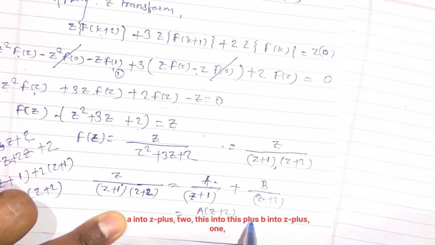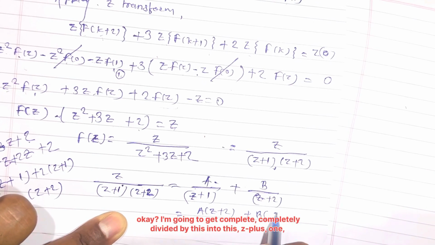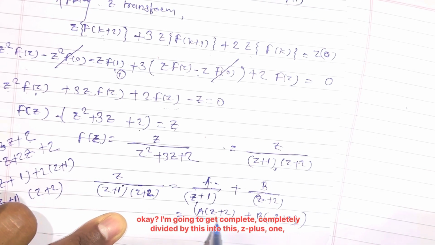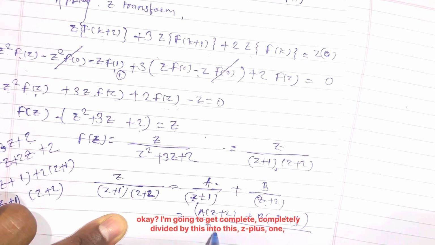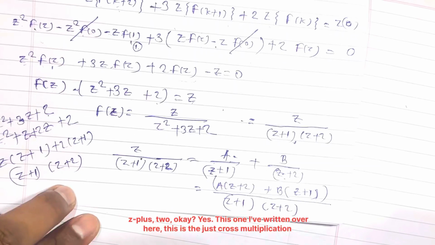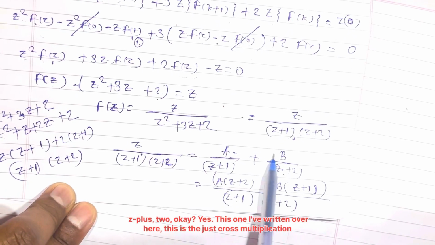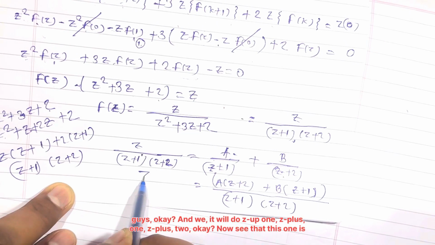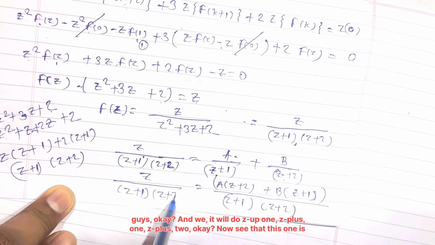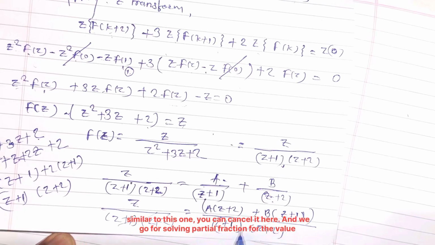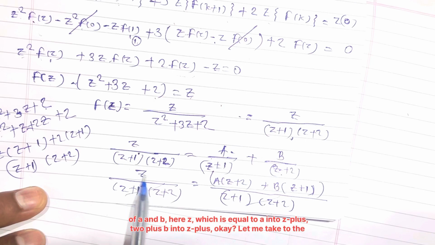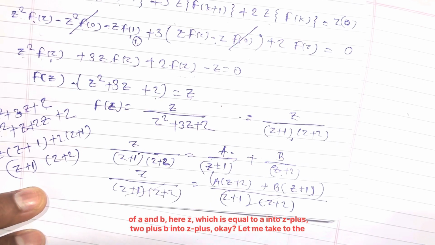this into this, plus B into Z plus 1, bracket completely divided by this into this, Z plus 1, Z plus 2. This is just the cross multiplication, guys, and it is equal to Z upon Z plus 1, Z plus 2. Now this one is similar to this one, you can cancel it here, and we go for solving the partial fraction for the values of A and B. Here Z is equal to A into Z plus 2 plus B into Z plus 1.